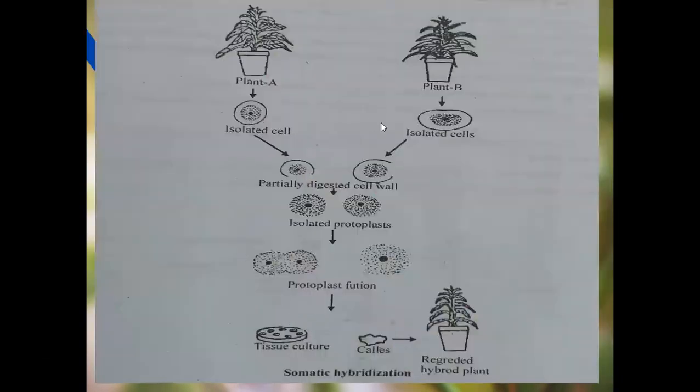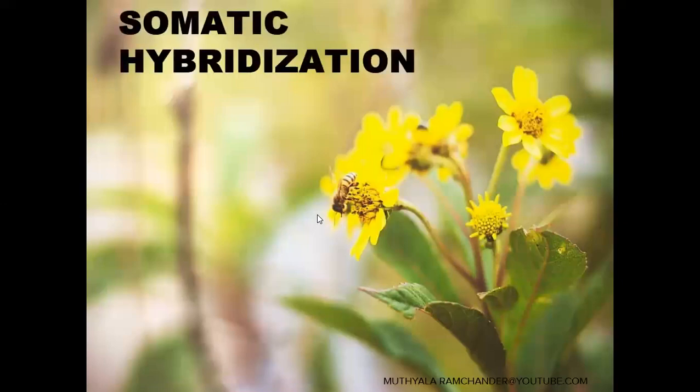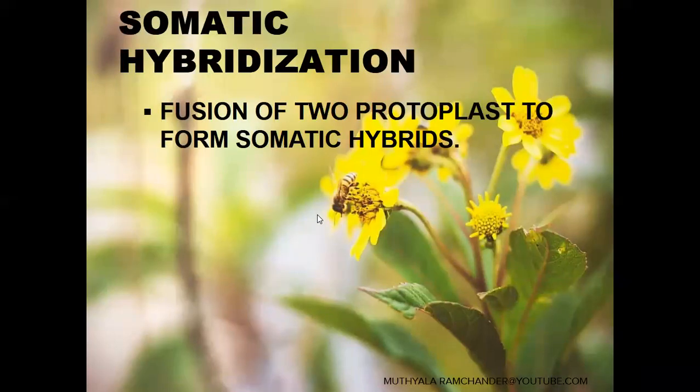Now see here, it is plant A, plant B, isolated protoplasts. The protoplasts are taken in a petri dish. They are fused, called protoplast fusion. They are transferred into the nutrient medium, develop into callus, and develop into plantlets. See, in somatic hybridization, we mainly follow these tips. First, we know what protoplast fusion culture or somatic hybridization means: fusion of two protoplasts to form somatic hybrids.